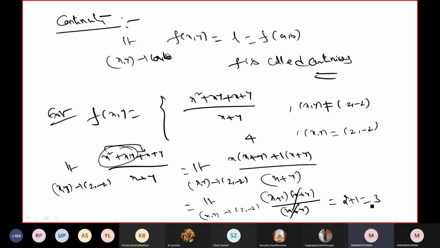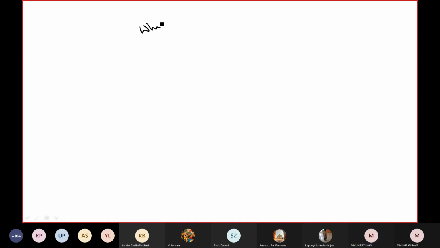So here the limit will be 3, but what is given for f(2, -2)? What value did he give us at (2, -2)? Anyone? 4, sir. So therefore this is not continuous, it is discontinuous. Okay na?